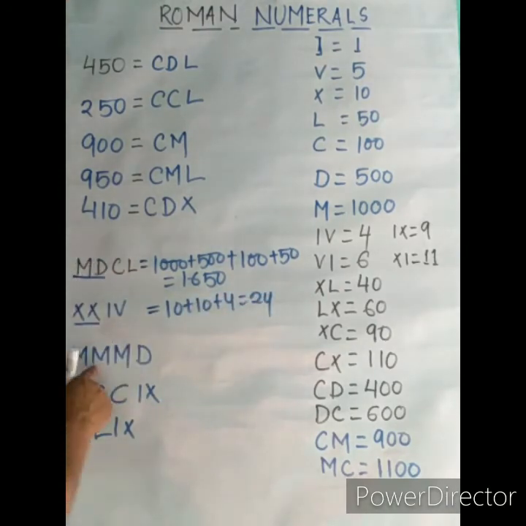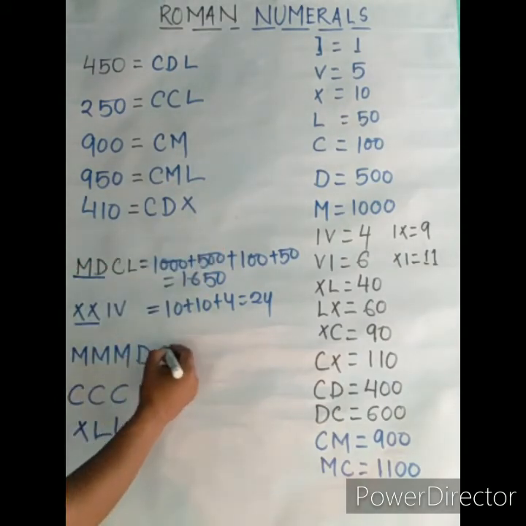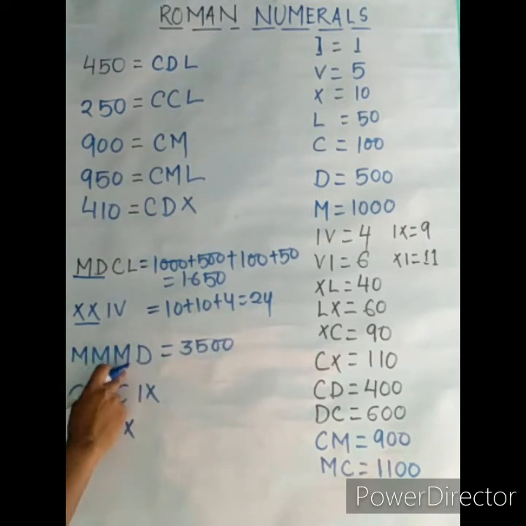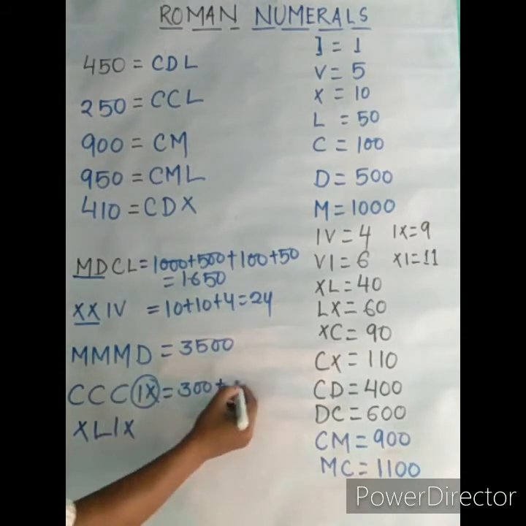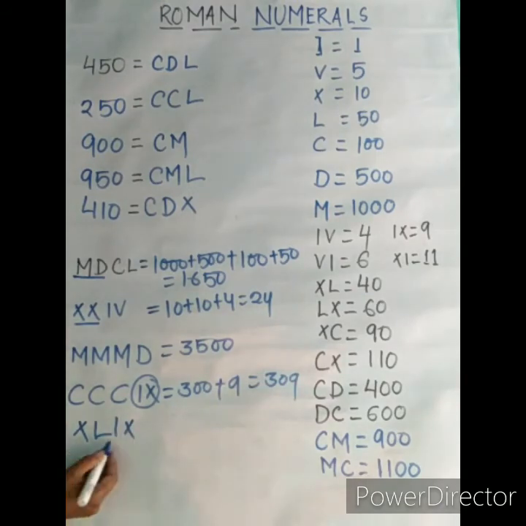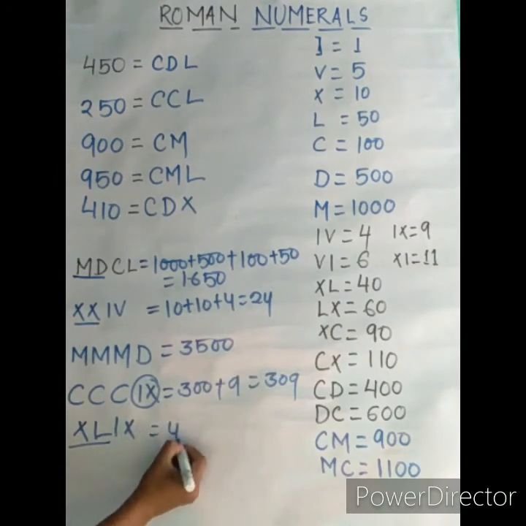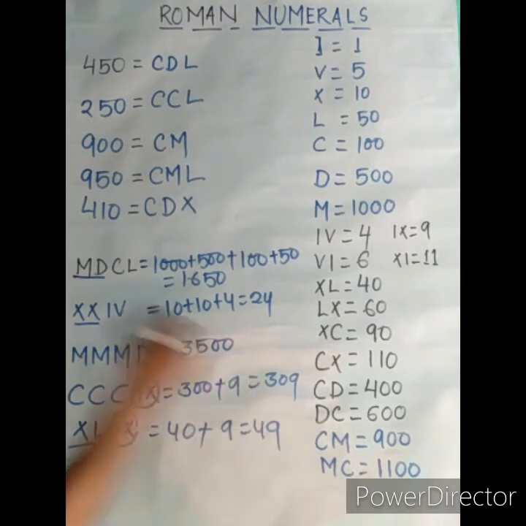Plus 4 gives 24. Next, MMM. When 3 M's are written together, it means we will add 1000 each: 3000 plus D, 3500. Then 1000 plus 500. CCC is 300 plus IX, which means 9, gives 309. And here you can see this is XL. XL is 40 plus IX means 9, gives 49.